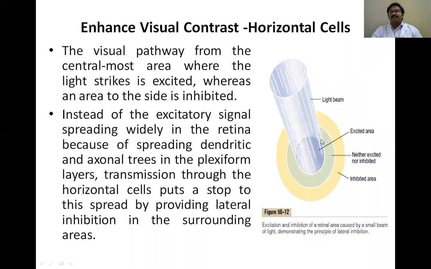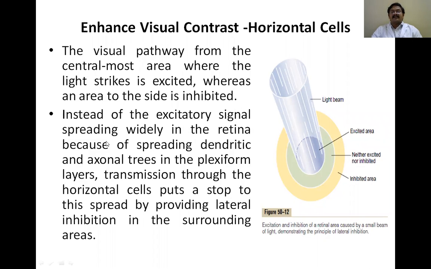Suppose a light beam stimulates; this is the excited area. It is surrounded by an area that is neither excited nor inhibited, and then surrounded by the inhibitory area. This forms a clear-cut contrast between the illuminated and the non-illuminated area, and plays an important role in the visual contrast of the dark and light of the image that we see.